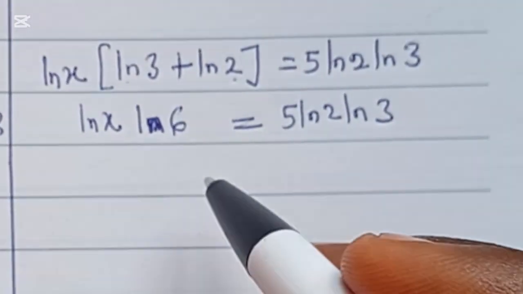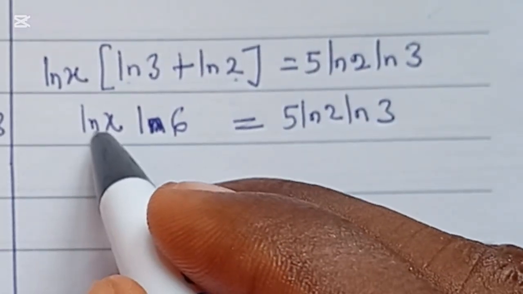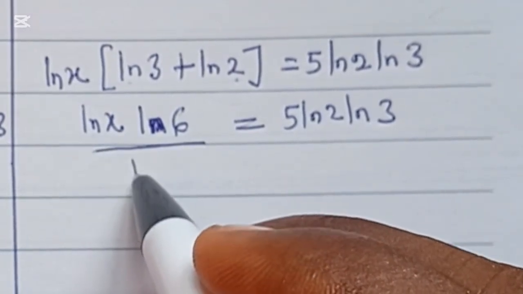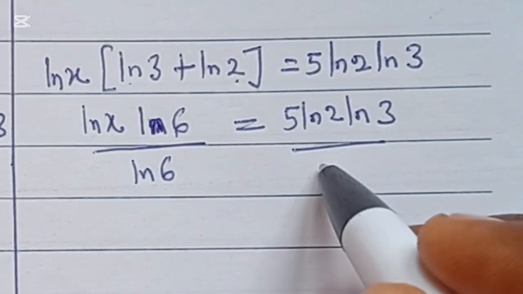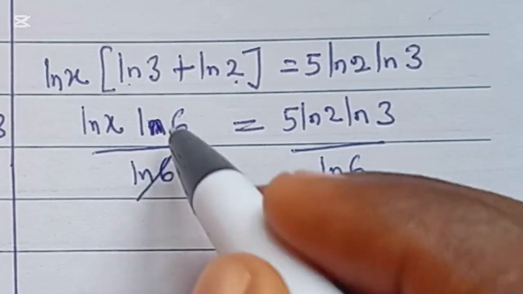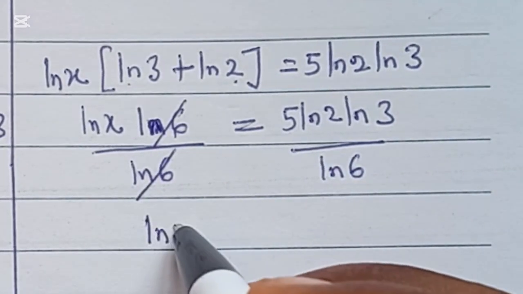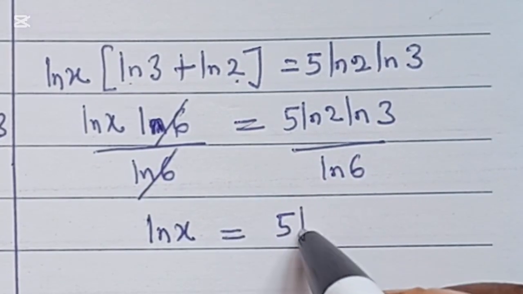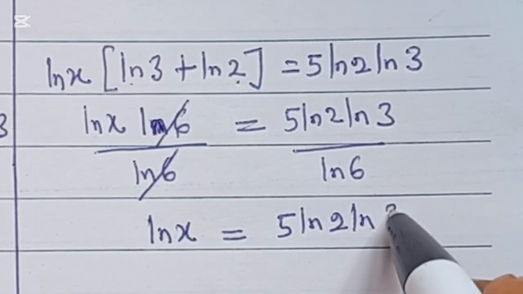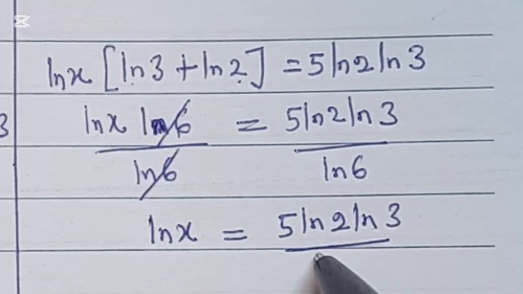And now in this case we can divide both sides. Just to get ln x, first of all we divide both sides by ln 6, and this cancels out this. What we are left with is ln x is equal to 5 ln 2 ln 3 over ln 6.